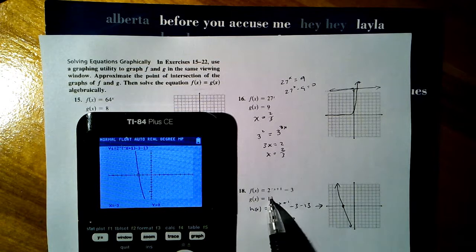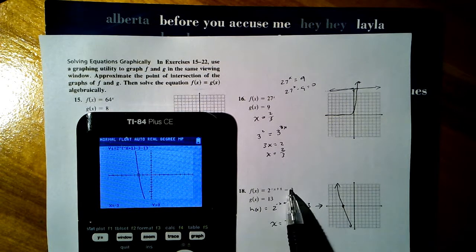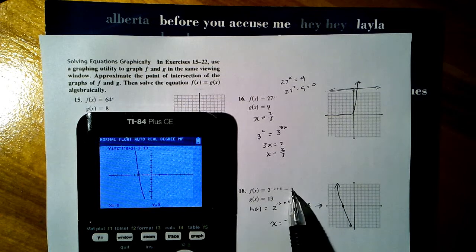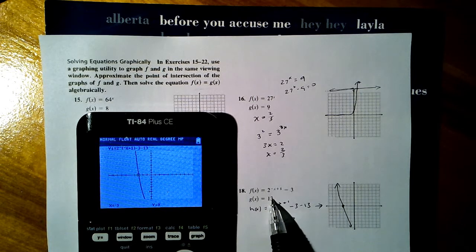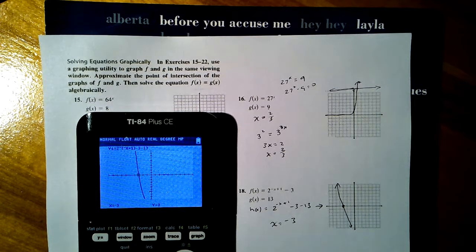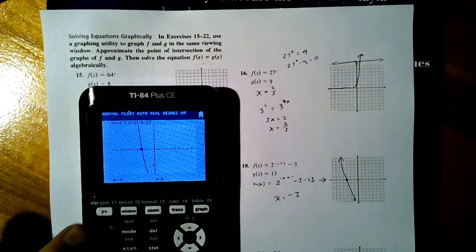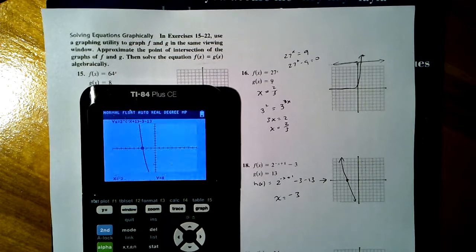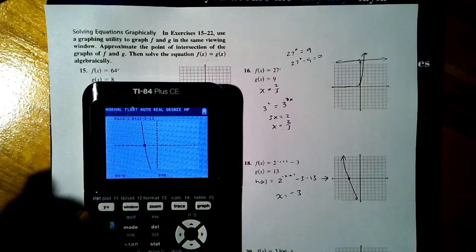Now we could set these equal to each other, add 3 to both sides, and you see when I add 3 to this equation, I get 16, and now I have a power of 2. So we could certainly do that. But I'm absolutely fine with you doing it this way. On this page I'm really concerned that we can do this with our calculator.